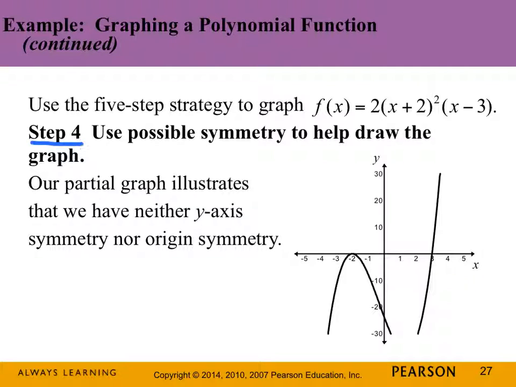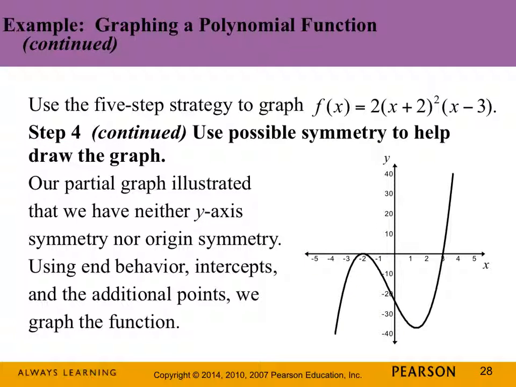Step 4, use some possible symmetry to draw the graph. Well, we realize right away it is not symmetric about the y-axis. And to be symmetric about the origin, remember, if you rotated it 180 degrees around the origin, it would map onto itself. That is obviously not the case here. So we don't have symmetry about the origin either. So symmetry isn't going to help us any.